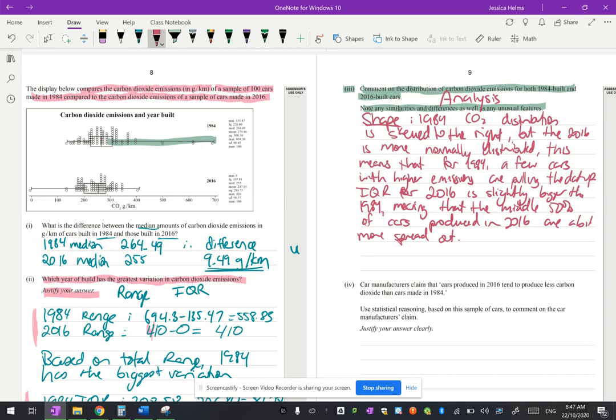Okay, something else that we can talk about is clusters. So for 2016, we have a cluster from 170 to 210, and then we have another one here. So really most of the clusters are between... So 2016 clustered from 170 grams per kilometer to, let's say, about 340, 350 maybe grams per kilometer.